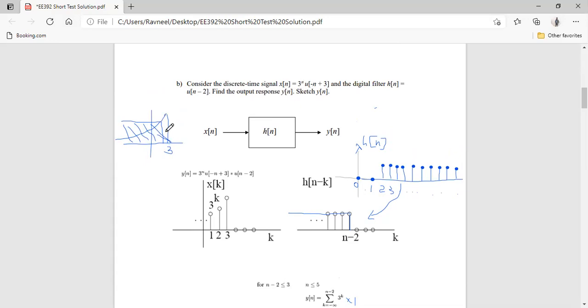If n is less than, sorry, this particular point, that is n minus 2. If n minus 2 is less than 3, the graph is 1 multiplied by the amplitude of the graph, that is given by 3 to the power of k, because for this 3 to the power of n times u of negative n plus 3, the value of the unit step is just 1, so the amplitude is just 1. So we can avoid that. That has already been accounted for in this particular graph.